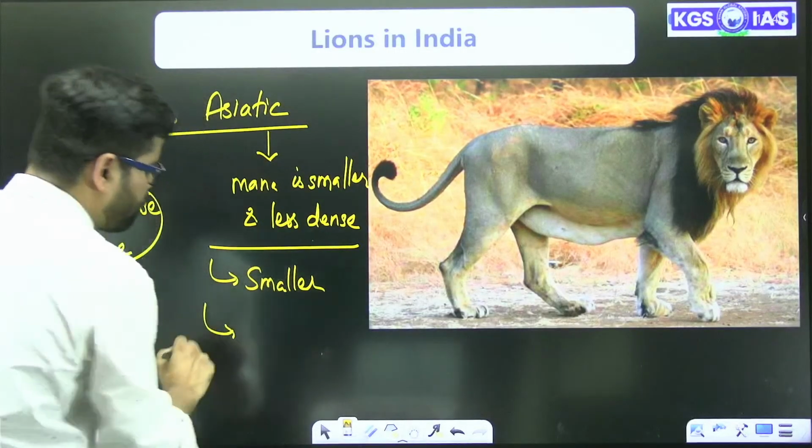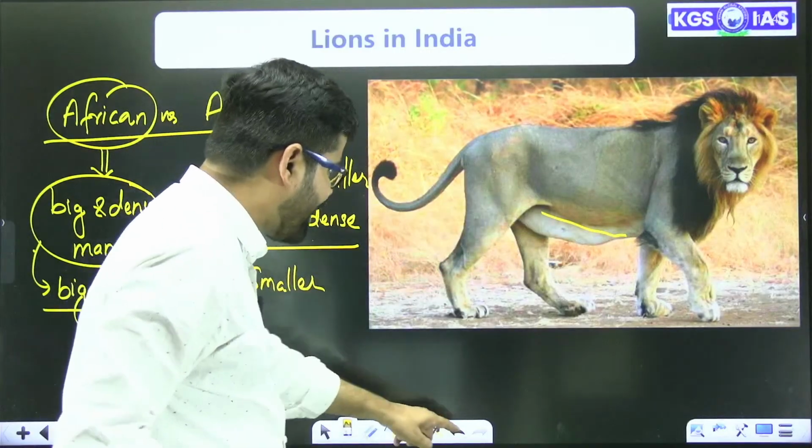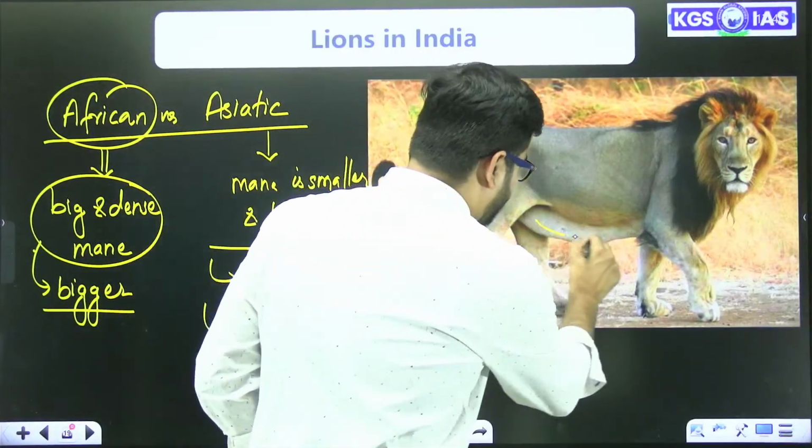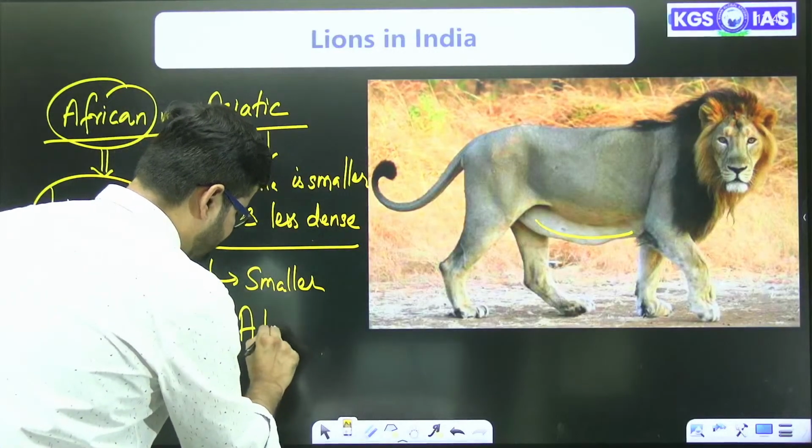Here you will also find a longitudinal fold of skin. You can see here that we have this longitudinal fold of skin on the belly.